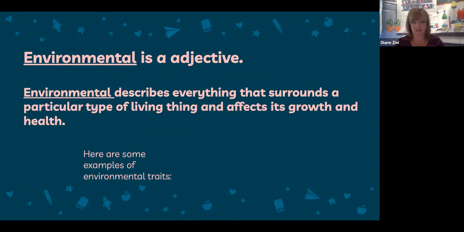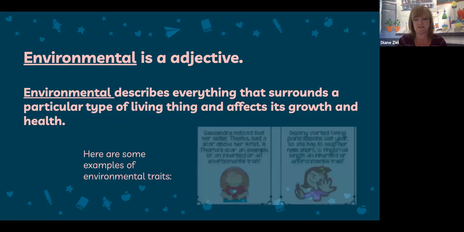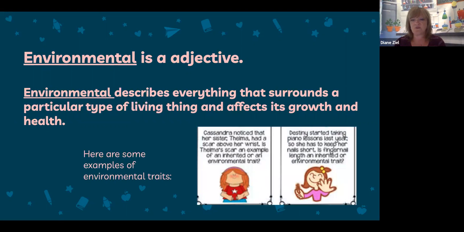Environmental is an adjective. Environmental describes everything that surrounds a particular type of living thing and affects its growth and health. Here are some examples of environmental traits. Cassandra noticed that her sister Thelma had a scar above her wrist. Thelma's scar is an example of an environmental trait. It's not something that she inherited from her parents. It happens as a result of something in the environment.